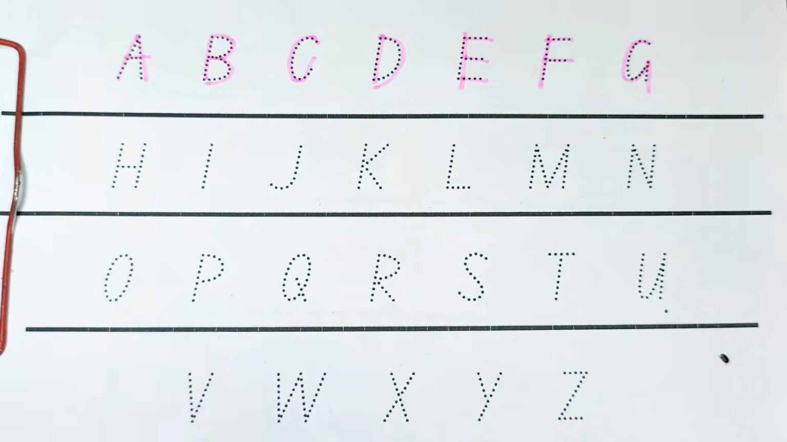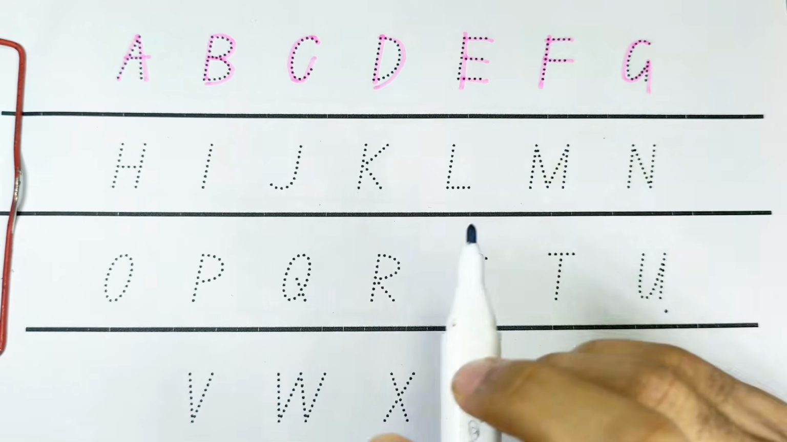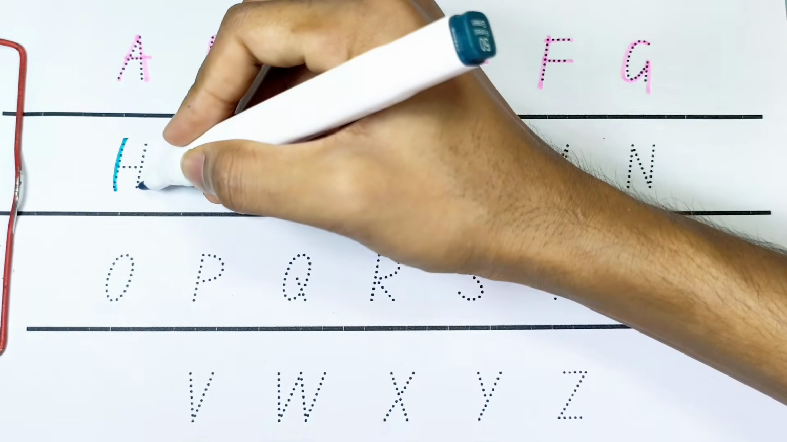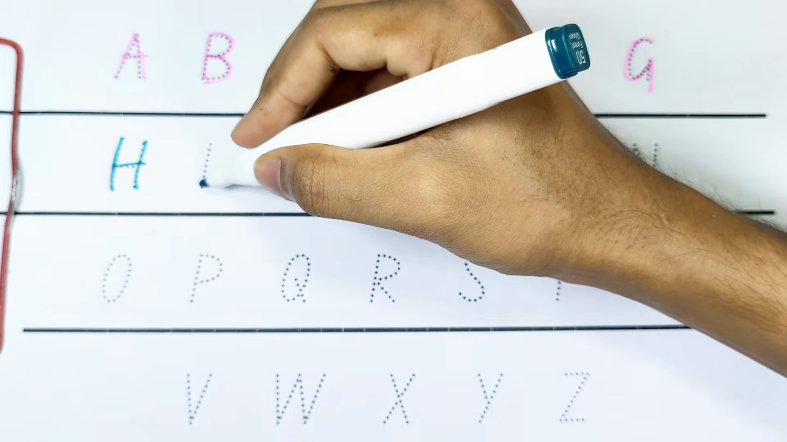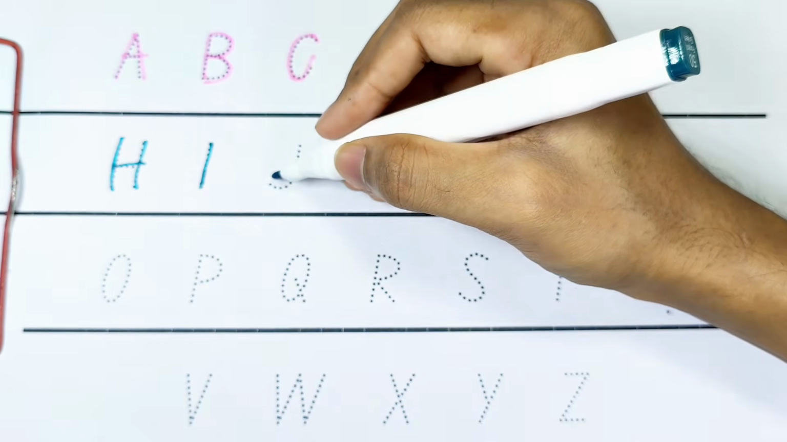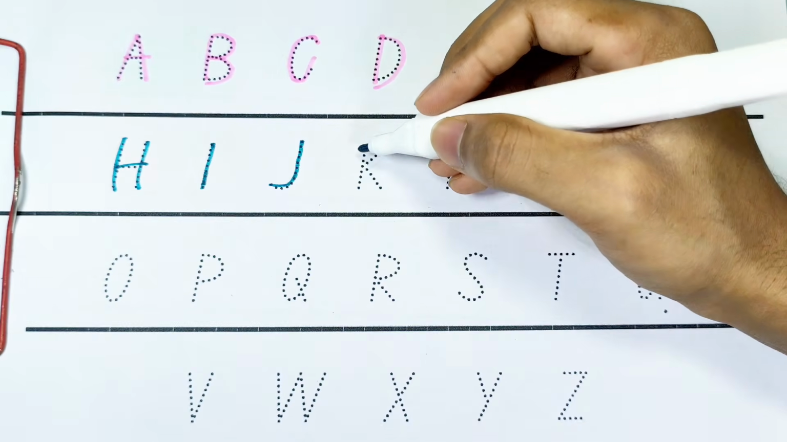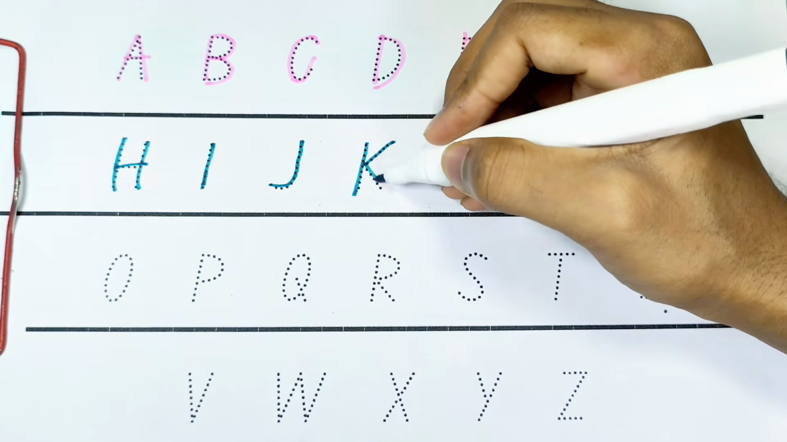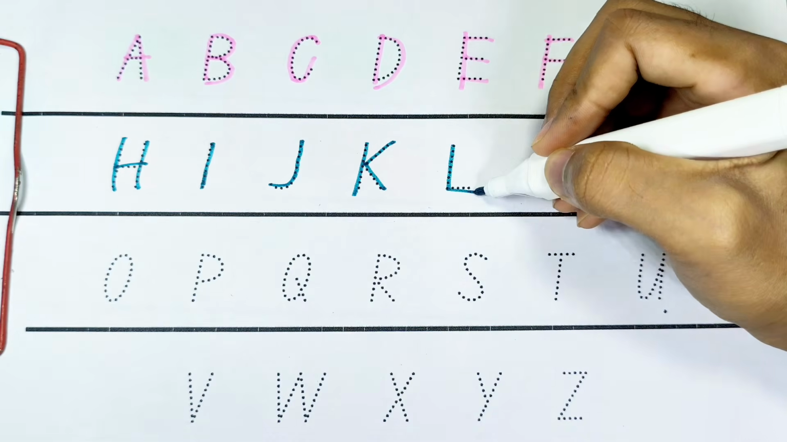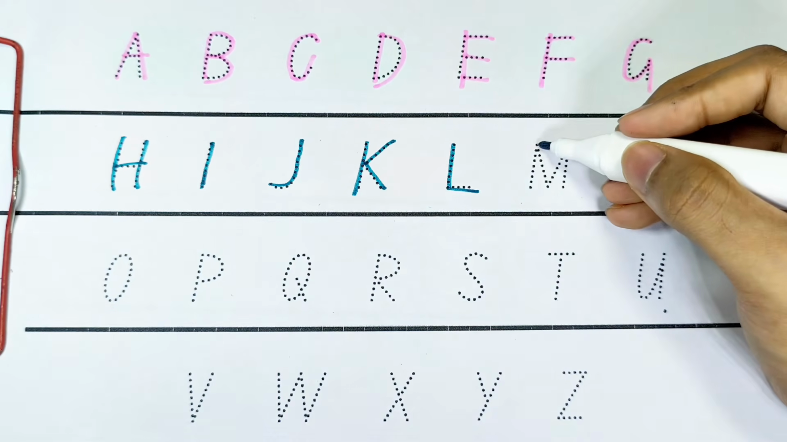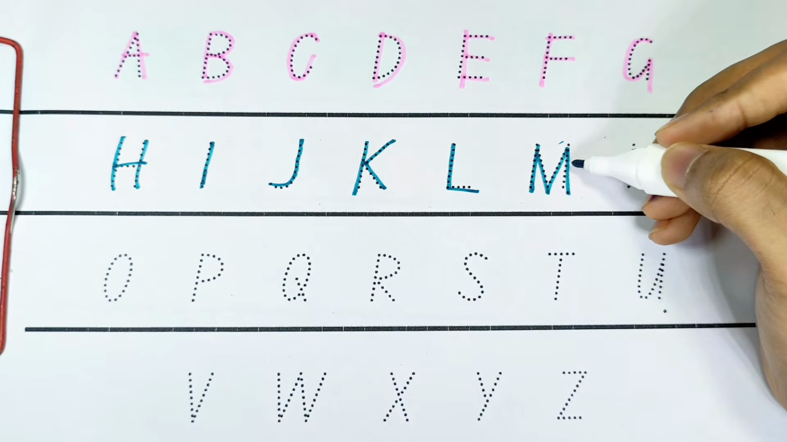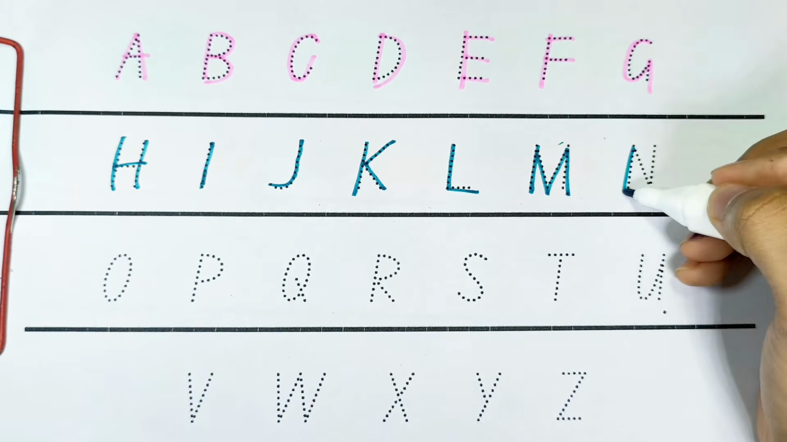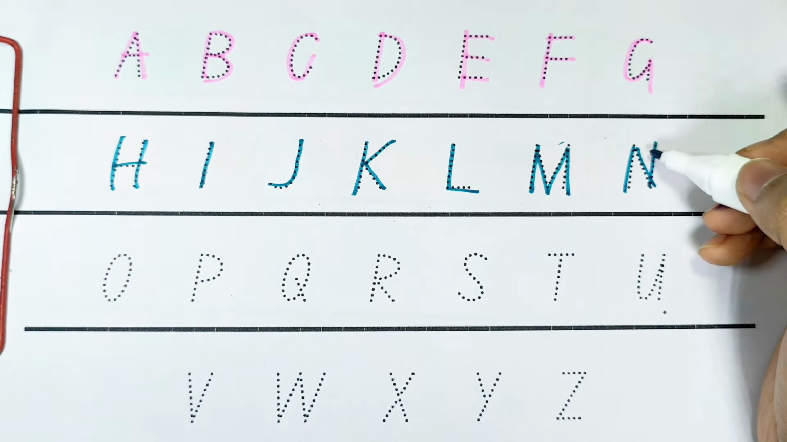G for God, G. Forest, green color. H for hand, H. I for eyes, I. J for jackfruit, J. K for kite, K. L for lemon, L for lion, L. M for moon, M for mango, M. N for nose, N for nest, N.